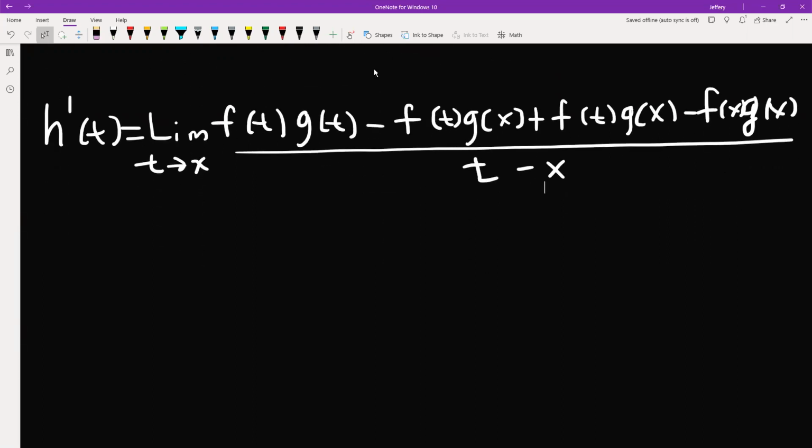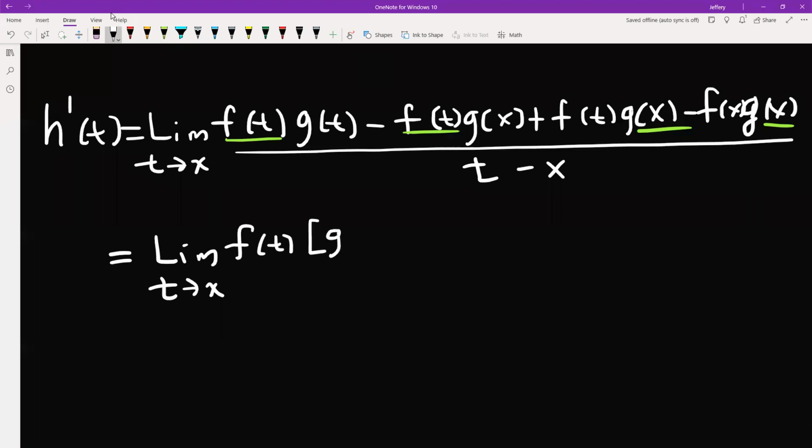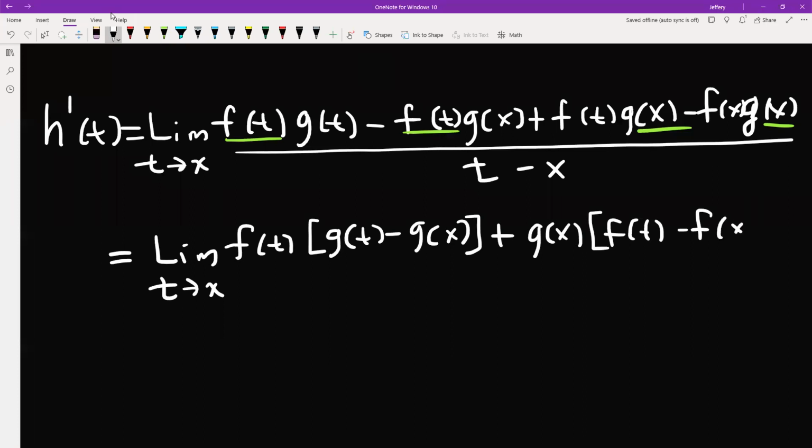Okay, so now I'm going to take advantage of some limit properties. The first thing I'm going to do is just factor. You can see I've got f of t here and f of t there. And over here, I've got g of x and g of x. Those were the things that I needed, right? So that's why I had to add these extra terms. So I'm going to factor out the f of t, and now I have g of t minus g of x here, like this. And then here I'll factor out my g of x, and what's left is the f of t minus f of x. And everything is divided by t minus x.